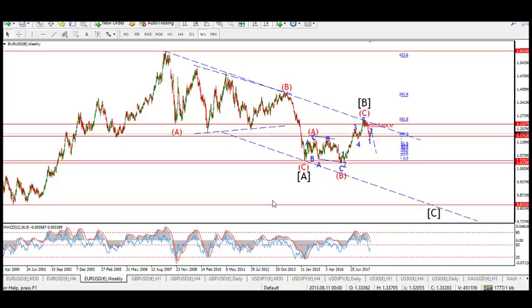All right, welcome guys and gals to the long-term Elliott wave count that I'm using for Eurodollar. I'm going to go through from the weekly charts down to probably the 4-hour charts and just give you an overview of my outlook for Eurodollar over the coming year anyway.